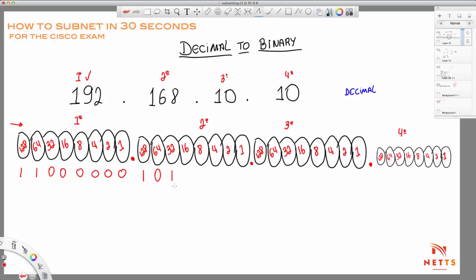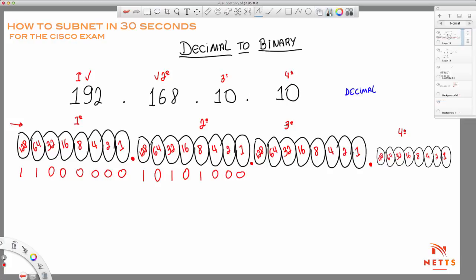Yes, 160 is below what I'm looking for, so I'm on the right way. 160 plus 16 is going to be above, so it's going to be 176. No, I don't want to turn on this bit. Plus 8, 168. Yes, I got my number, 168. I will turn off the rest of the bits.